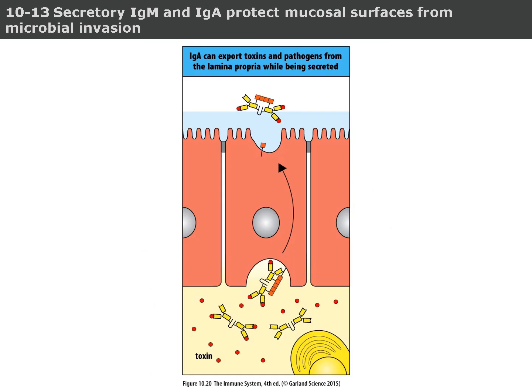Secretory IgA not only defends mucosal surfaces from external threats, it also plays a unique role in internal housekeeping. As IgA is secreted by plasma cells in the lamina propria, it can bind to toxins and pathogens already present in the tissue. During its transcytosis through epithelial cells, IgA escorts these harmful substances out of the lamina propria and into the gut lumen, effectively exporting them from the body. This dual function of secretion and detoxification highlights IgA's critical contribution to maintaining a clean, non-inflammatory environment within mucosal tissues.